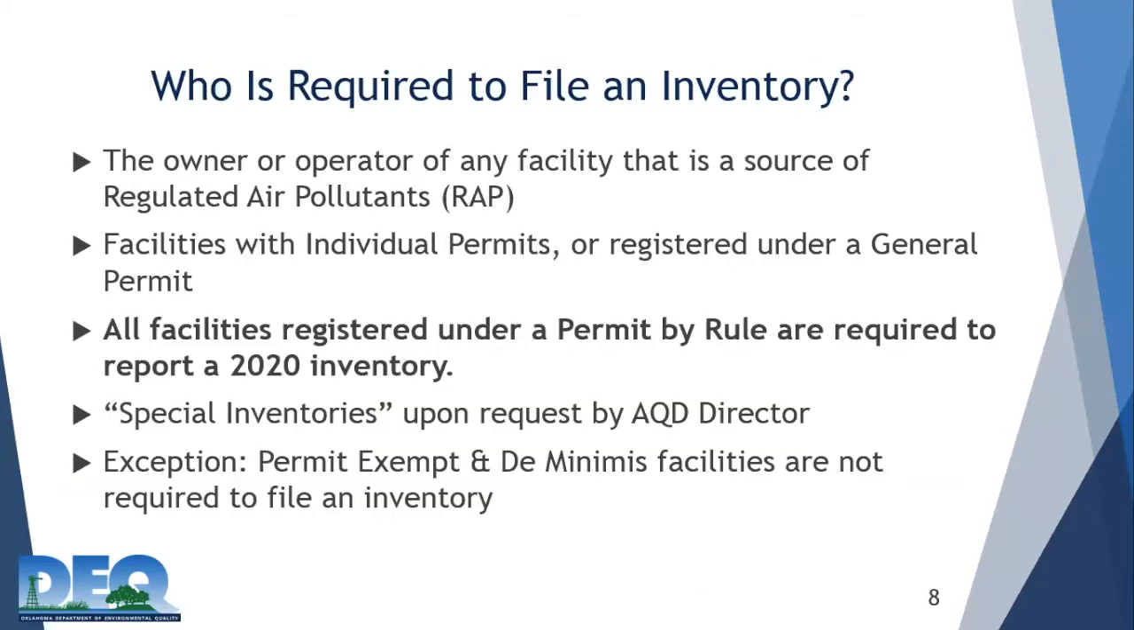Our rules state that the owner or operator of any facility that is a source of regulated air pollutants is required to file an inventory. So that would include facilities that have an individual permit, or if they're registered under a general permit. And then facilities that are registered under a permit by rule don't always have to report every year, but 2020 inventory year is a special one, and all of them need to report.